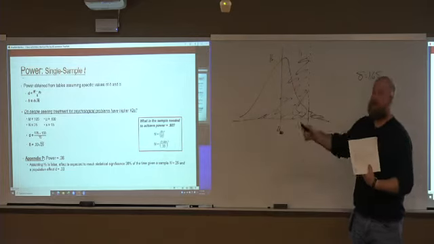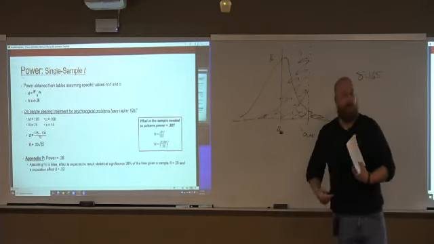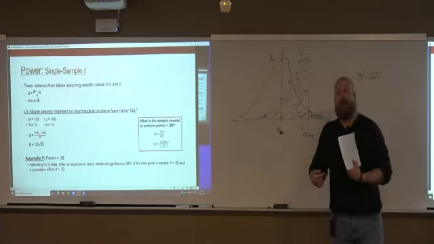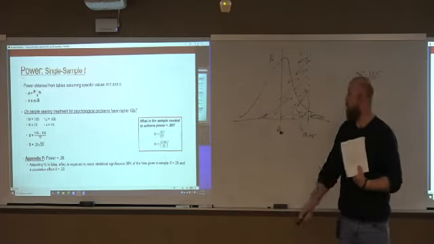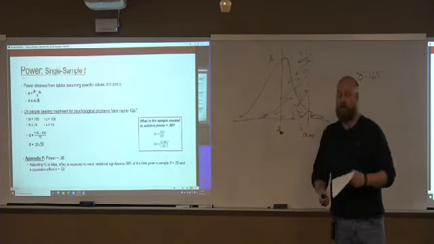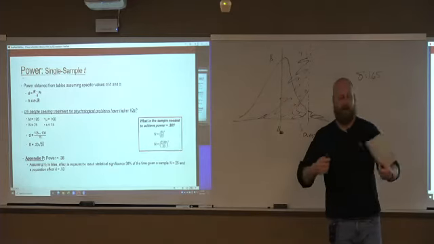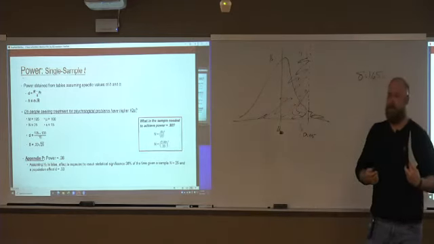So with a single sample test, if I were to go through and replicate this, I would expect that I would need to have 72 people in my sample in order to detect this effect of 0.33. Okay, we kind of see how we're going through and doing this.